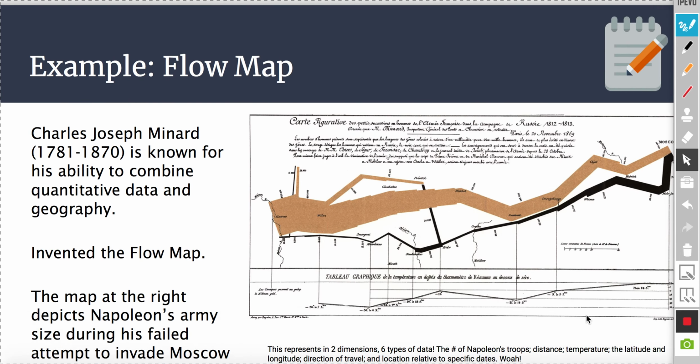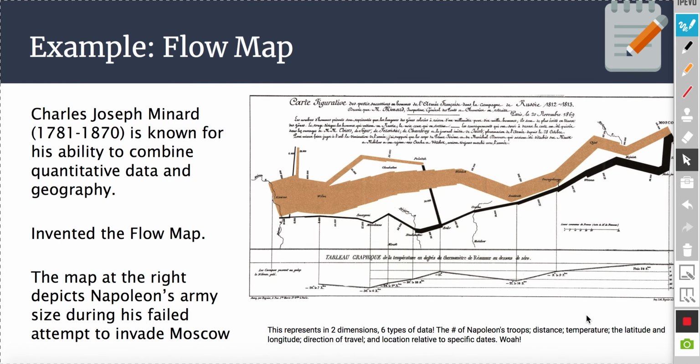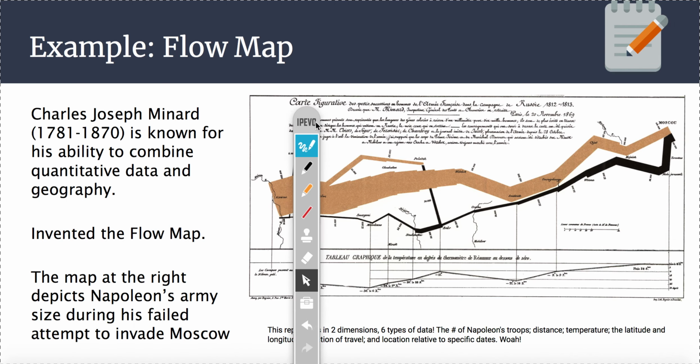So here's an example. I love this. This is what's called a flow map. Charles Joseph Minard was known for his ability to combine quantitative data and geography together in these infographics. And he invented what we now think of as the flow map. This is my favorite one. Let me move this over so you can see what's going on here. Maybe throw it to the other side.